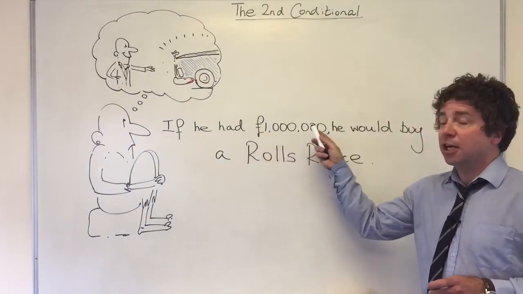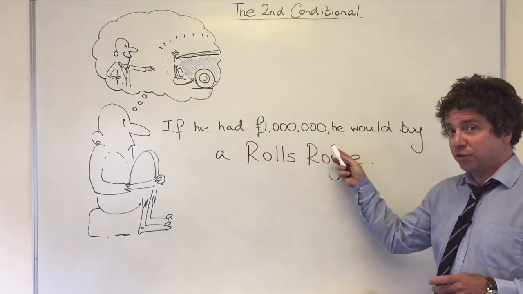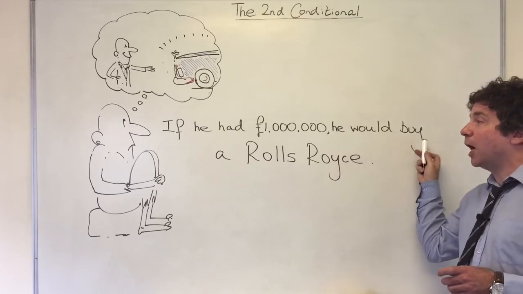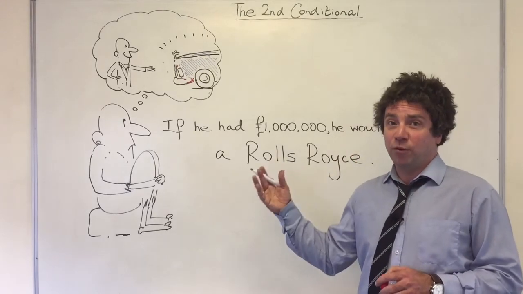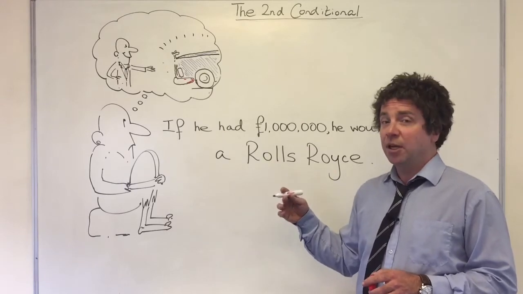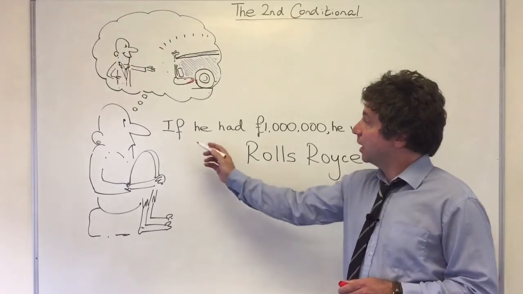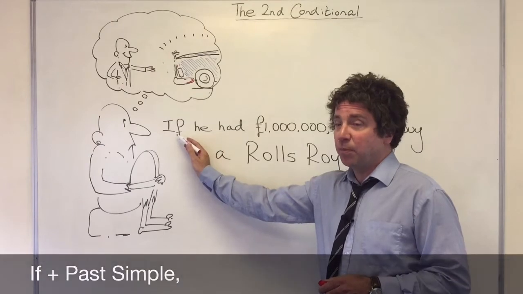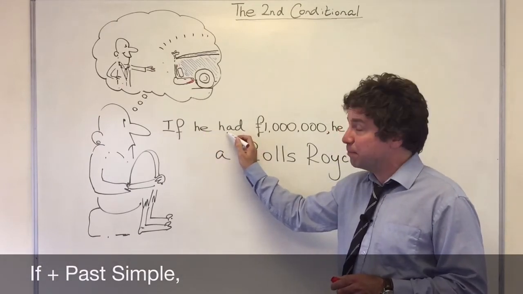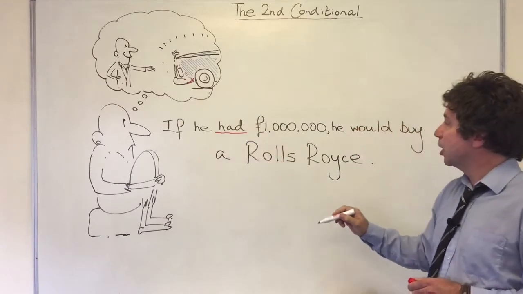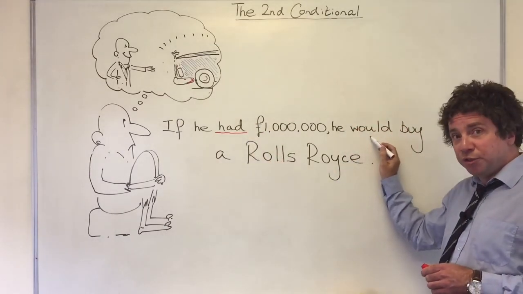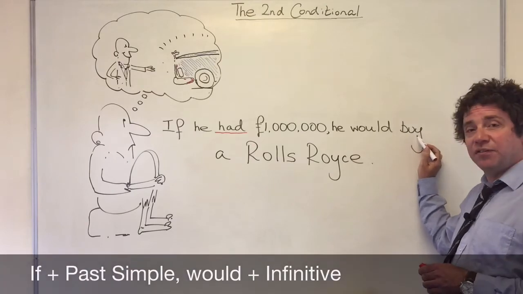If he had £1 million, he would buy a Rolls Royce. So we form the second conditional by using if plus past simple plus would plus infinitive.